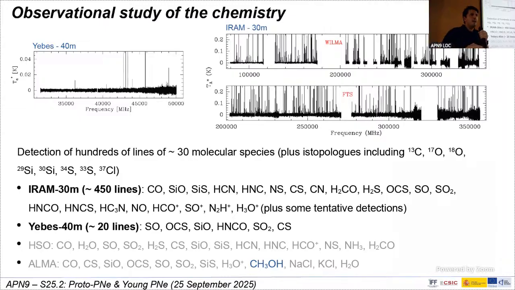We detected about 500 lines of different species, about 30 molecular species, including isotopologues of carbon, silicon, sulfur, oxygen, chlorine. Among these detections, there are basic or standard tracers of circumstellar chemistry of oxygen-rich objects. And then we detected very interesting emission of nitrogen-bearing ions that were not seen previously in oxygen-rich objects.